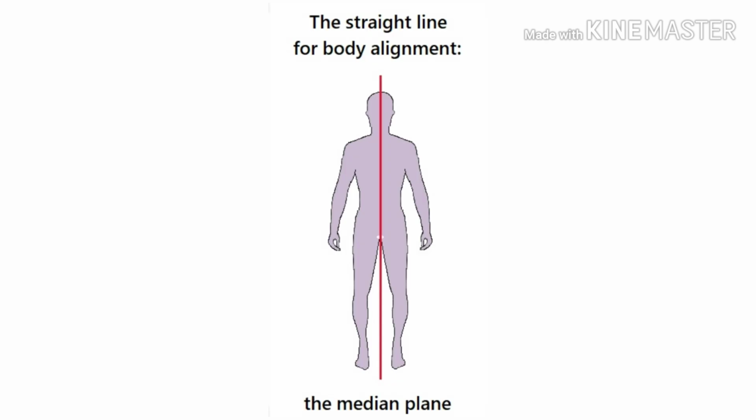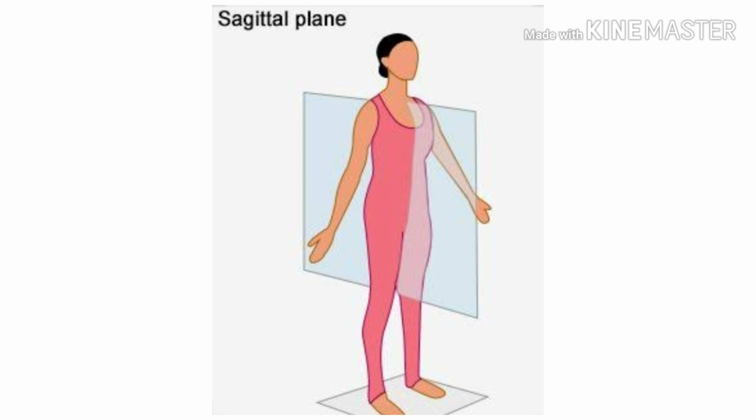See the structure. Median plane is the imaginary vertical plane passing longitudinally through the body from front to back, dividing it into right and left halves. Second, sagittal plane. These are parallel to the median plane.